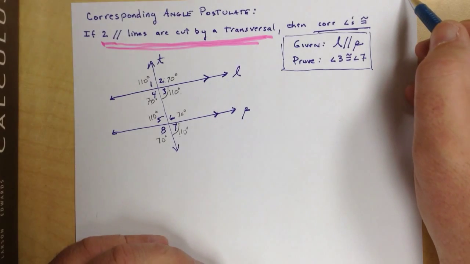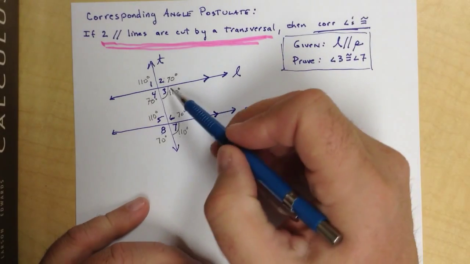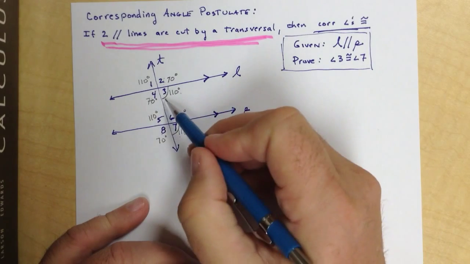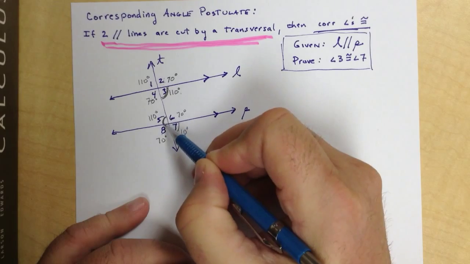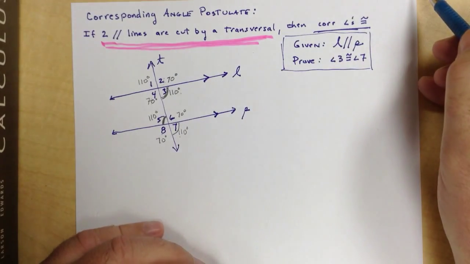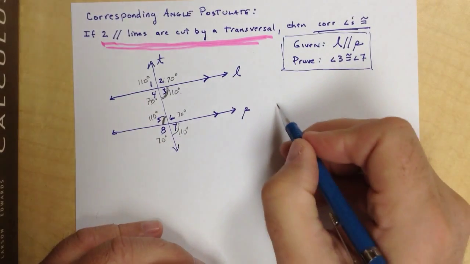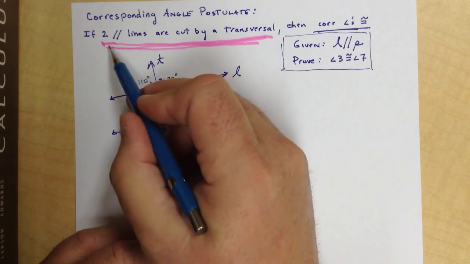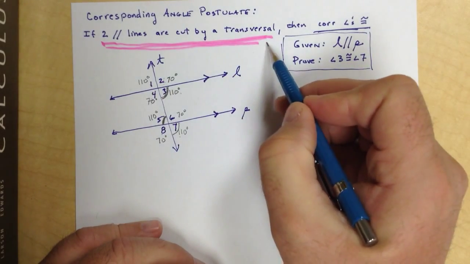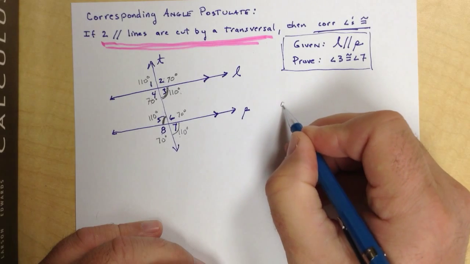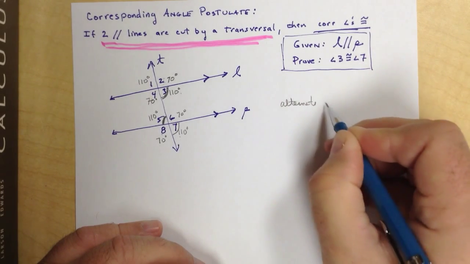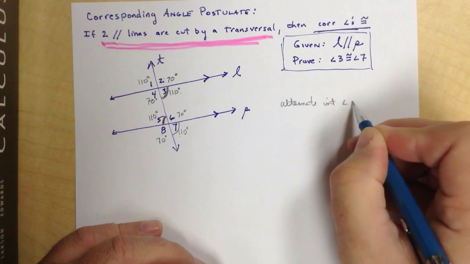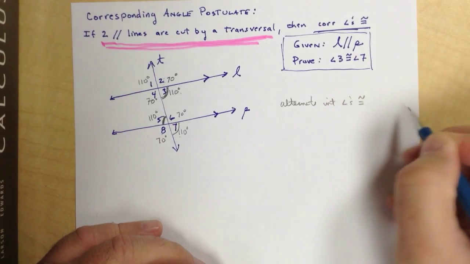Now, if you take a look at the picture, if you take a look at all this, what do you notice about angles 3 and 5? They're both 110. So could you conclude that if you had the same hypothesis, alternate interior angles are congruent? I think so.